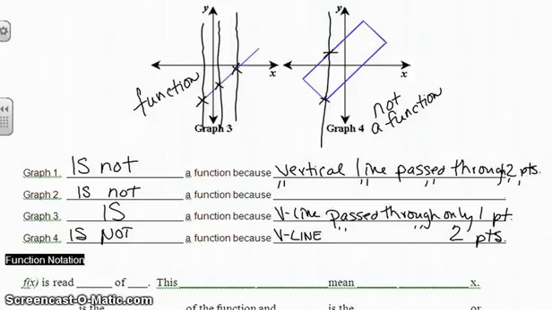If you have any questions on what makes a function, either by using the mapping diagram or vertical line test, we'll go over a few more questions and examples in class tomorrow. At this point, I'm sorry this video is so short and the other one's so long.